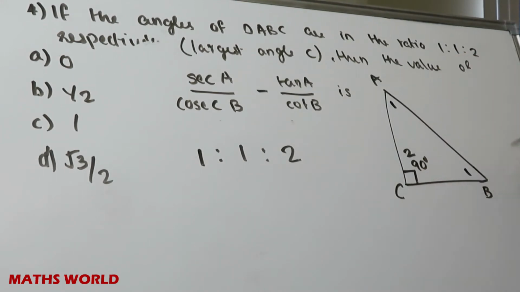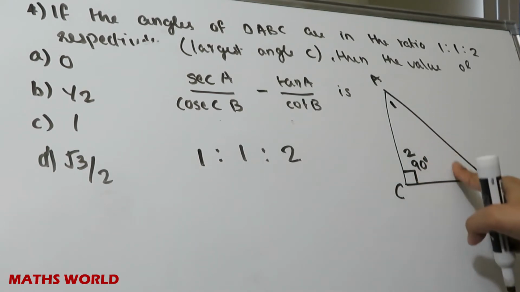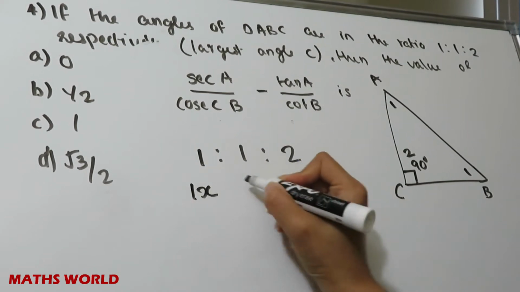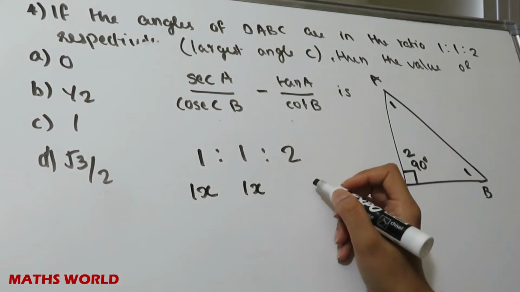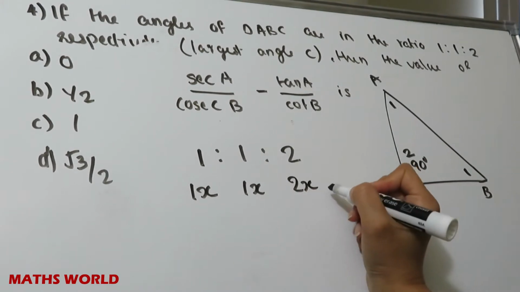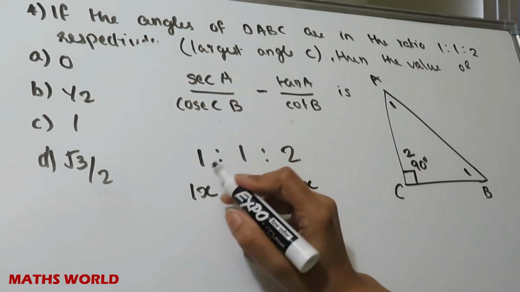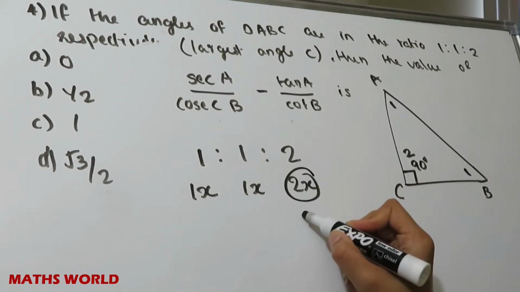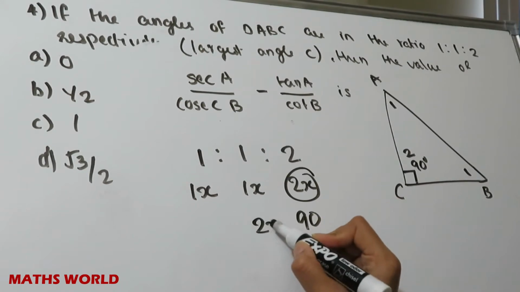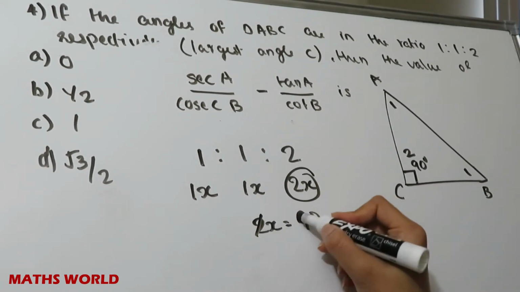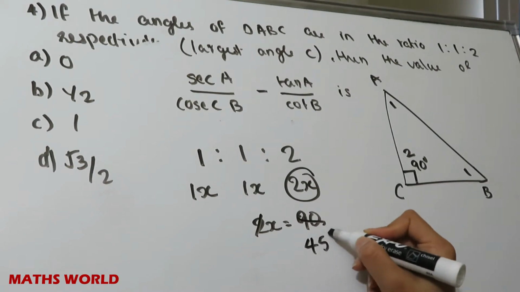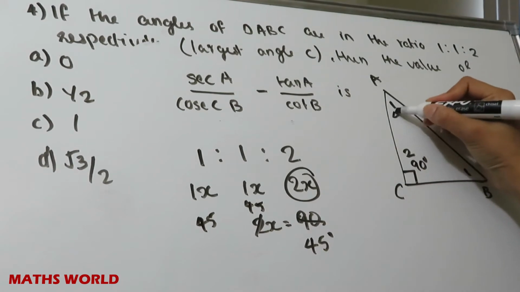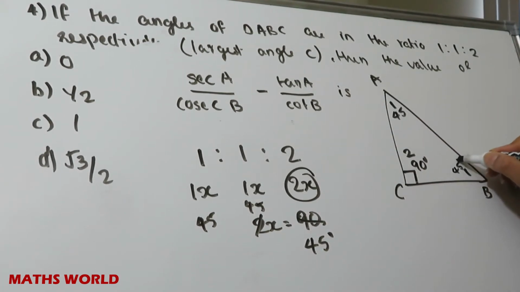So this is the ratio 1:1:2. 1:1 means these two angles are the same, and we can write this ratio as 1x, 1x and 2x. The value of 2x is 90 degrees. That is, 2x is equal to 90 degrees. Then x is equal to 90/2, 45 degrees. So 1x is equal to 45, 1x is equal to 45. That is, the angles A and B are 45 degrees.